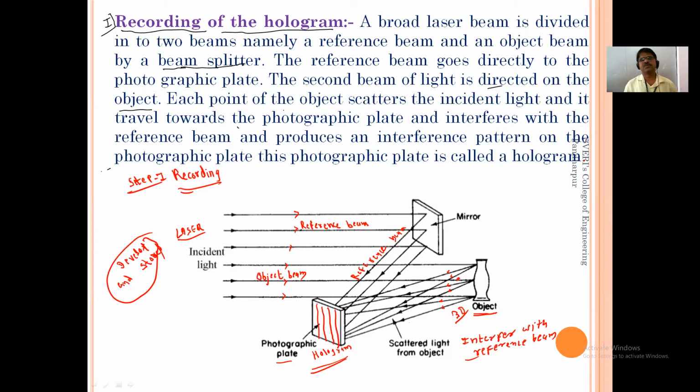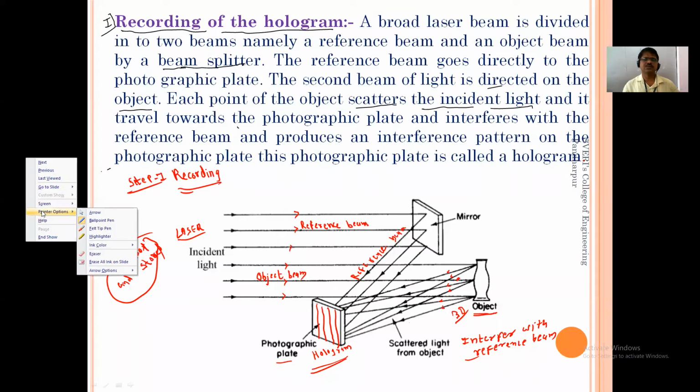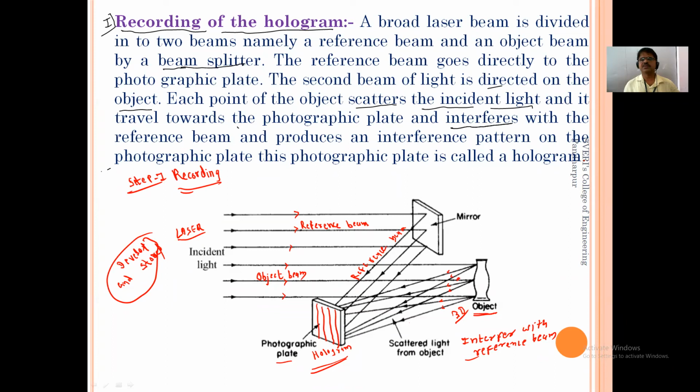Each point of the object scatters the incident light, and it travels towards the photographic plate and interferes with the reference beam, and produces an interference pattern on the photographic plate.